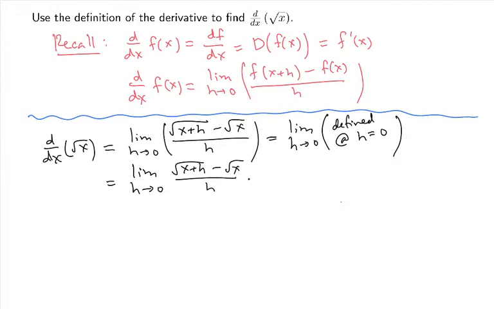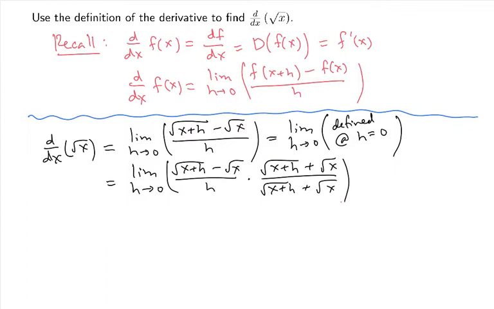So we have this times, now remember we're going to multiply by the conjugate of the top, so we're going to multiply by the square root of x plus h plus the square root of x all over the same thing, right? And notice that this quantity that we've multiplied by is essentially 1. Not essentially 1, it is 1. We've multiplied by 1, so we haven't changed the expression, and this is totally allowed.